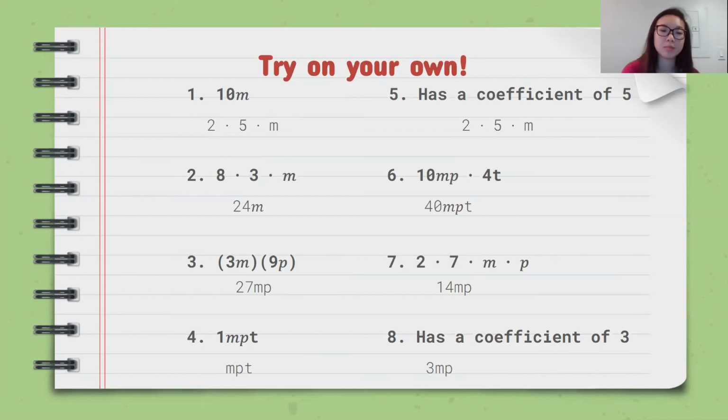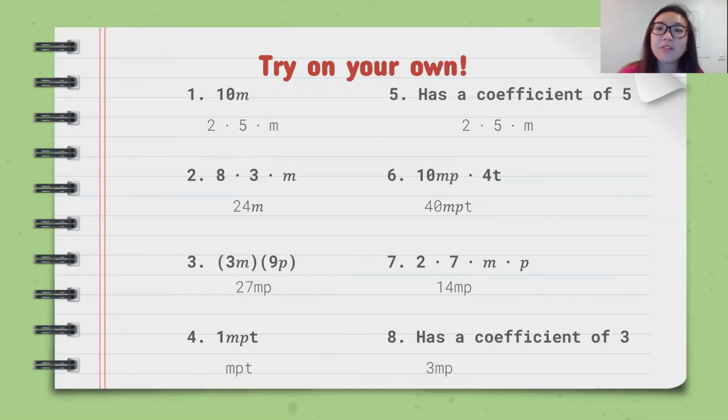And then when we multiplied for number 3, we had those parentheses. So when we multiplied 3m and 9p, we can multiply the two coefficient numbers together, and that gave us 27, and then combined the m and p. So 27mp. And then we have 1 mpt. So then, like we said earlier, if it was multiplied by 1, you don't have to put that 1 in front of it. So we have the answer of mpt.